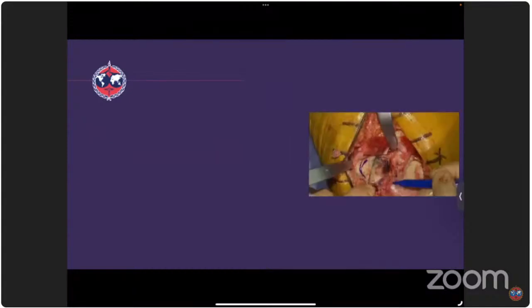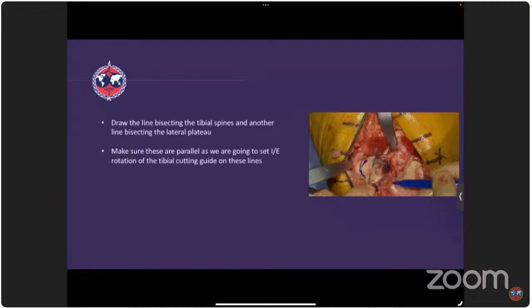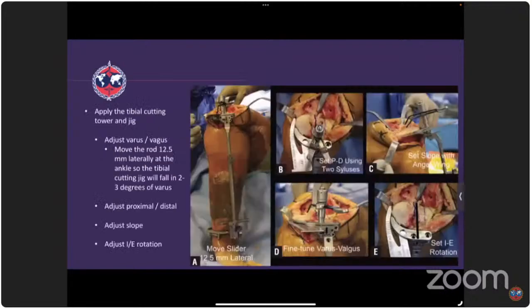And first, upon exposure, you'll expose the tibial plateaus. You'll draw an ellipse or a circle on the lateral tibial plateau and bisect it, as you can see in the picture. And then you draw a line perpendicular to that line between the tibial spine, and that would set your internal-external rotation of the tibial cutting guide. Apply the tibial cutting guide and tower, adjust for varus valgus.